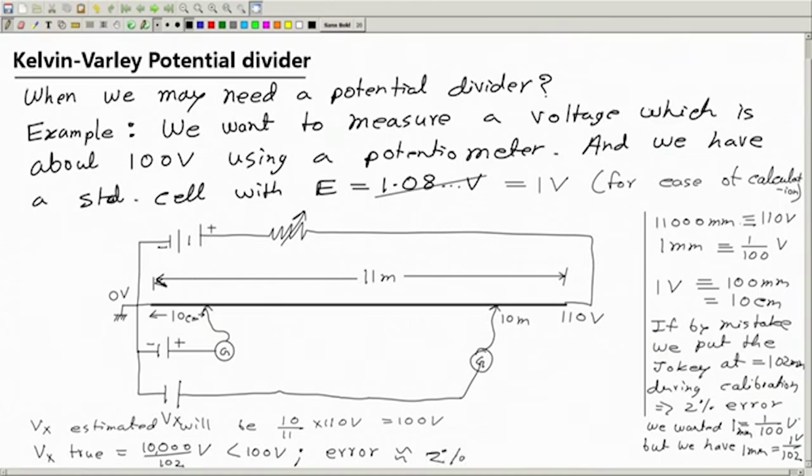Okay. This is because we have the full length equal to 110 volt, so 1 volt is within a very small distance, and we can make a mistake in setting this jockey. Instead of at 100 millimeter, we may set it at 102 millimeter. So, that is the mistake, and the mistake will be more severe, say if we want to measure a voltage which is around 1000 volt. Okay.